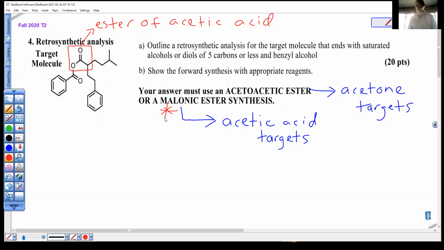Okay. It's not an ester of acetic acid. Shame on me. I should know my functional groups by now. It's an anhydride of acetic acid. No big deal. We know how to make anhydrides too. We did one earlier in today's multiple sessions.